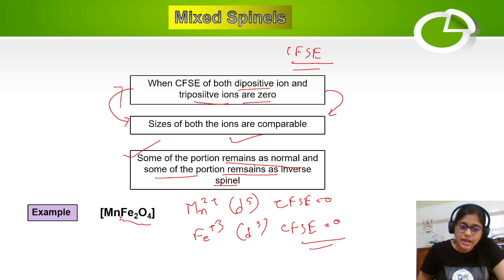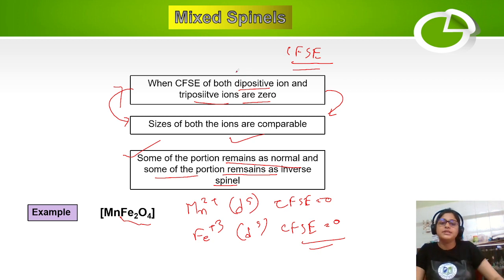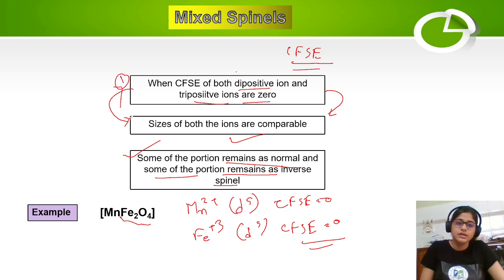So in that case, both have CFS as 0, it will show some mixed spinel. It will have some portion as normal and as inverse. Okay. So for the case of mixed spinel, actually you can't define a mixed spinel. You can have an idea by these two conditions if in the question it is given that it is mixed spinel or not. So in these two criteria you have an idea, but you have to remember a few examples to know what the mixed spinels are.